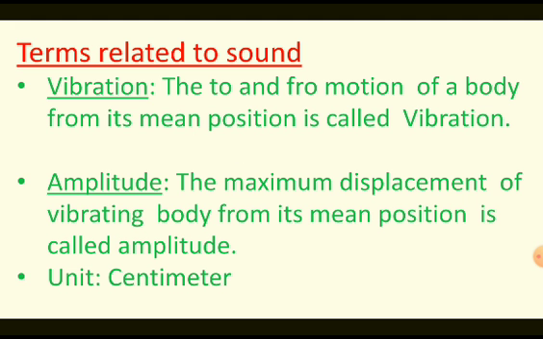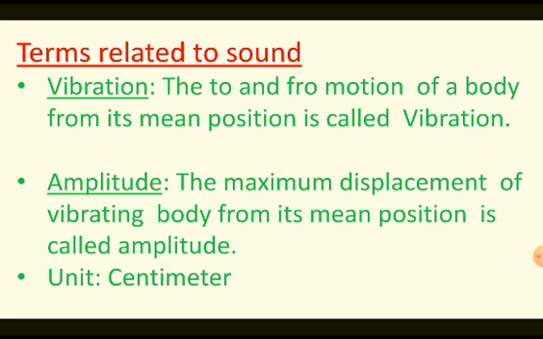Now the first is vibration. So vibration is a kind of motion, a kind of movement, the to and fro motion of a body. That means when some force is applied on the object, and the object moves to and fro, like up and down, such movement is called a vibration. So the to and fro motion of a body from its mean position is called a vibration.